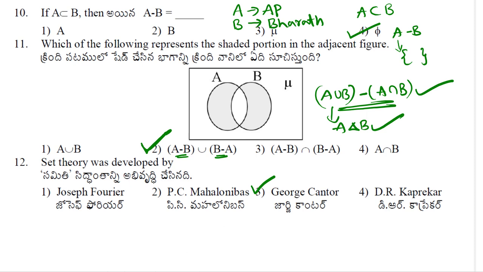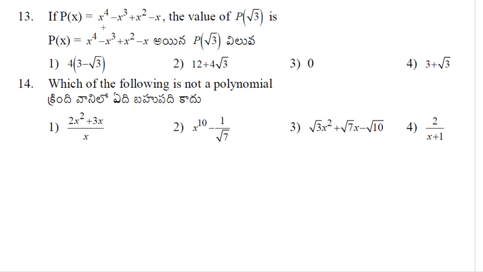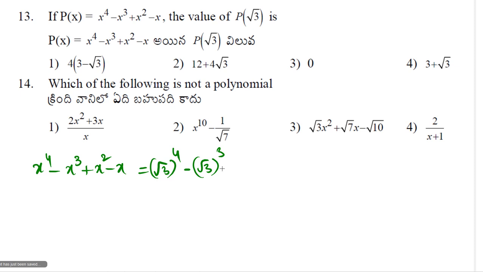Next one. If P of x equals x power 4 minus x cube plus x square minus x, the value of P of root 3 is, that means we need to plug in the value x equal to root 3 in the given polynomial. So x power 4 minus x cube plus x square minus x. Let us plug in x equal to root 3 in this one. So we will get root 3 whole to the power of 4 minus root 3 whole cube plus root 3 whole square minus root 3.